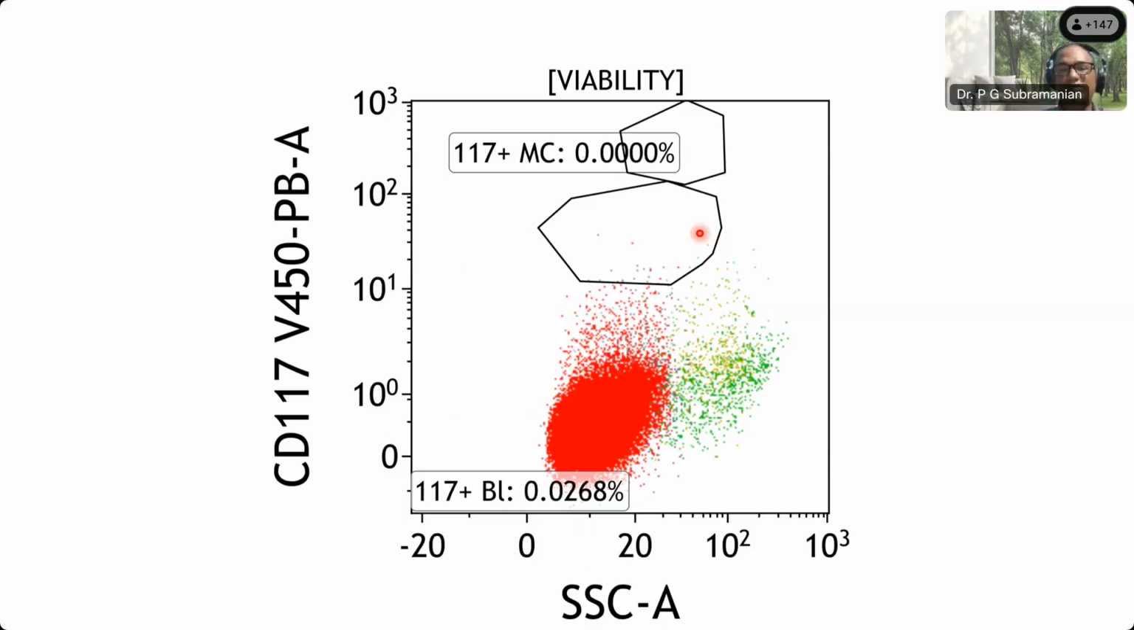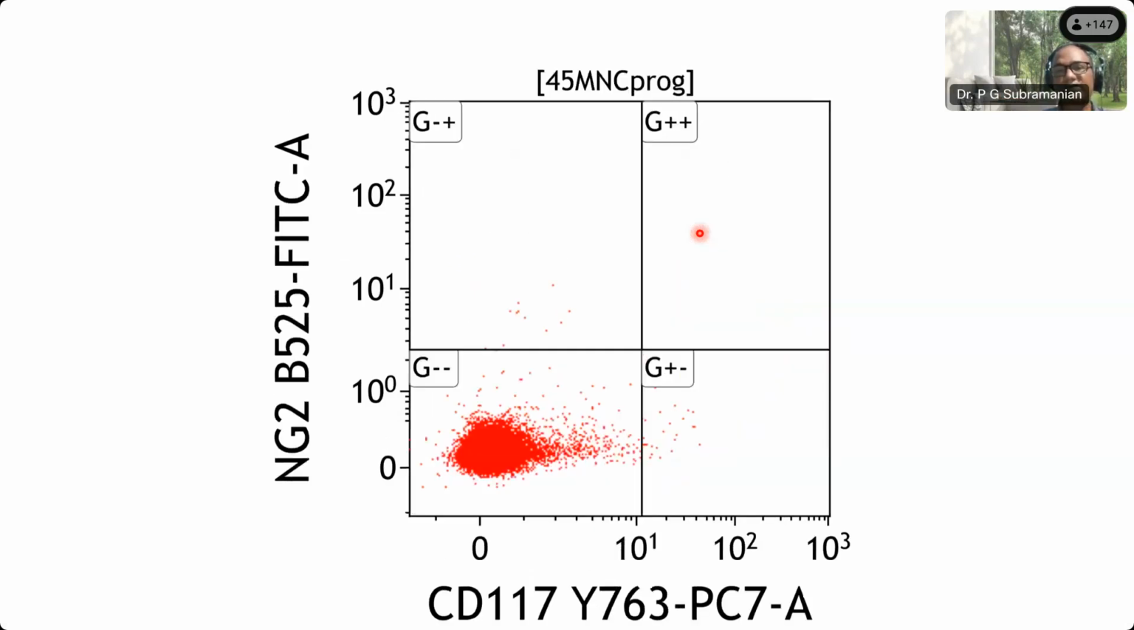So CD117 is negative. NG2 is negative in this. In the previous case, NG2 was positive. NG2 is a surrogate marker, or a flow marker, which will tell you that there is a good chance that this patient is going to be positive for MLL translocation. So NG2 is a marker for MLL translocation. This NG2 positivity will tell whether one is very likely to be MLL positive or not. It is not hard and fast, but it's a very good marker, especially if a significant proportion of blasts are NG2 positive. They are a predictor of MLL.